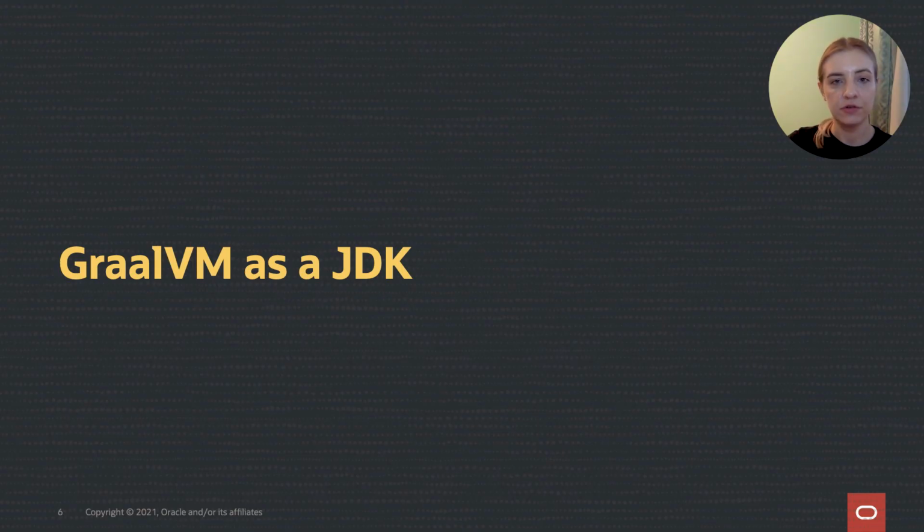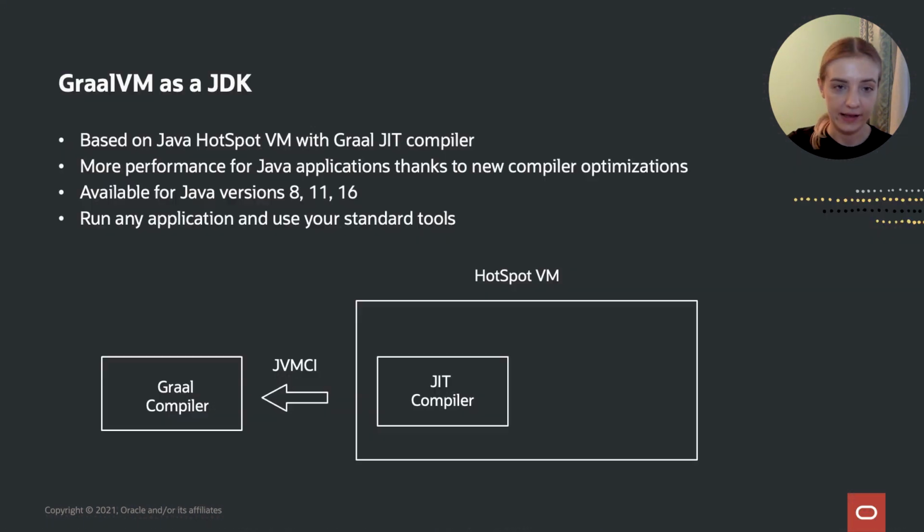Now let's talk about JIT first, where GraalVM acts as a JDK. In this mode, you would run your application as you normally would on the Java HotSpot VM. We will just replace the top-tier compiler. So instead of C2, you will be using the Graal compiler. And the way to do so is through JVMCI. This is the way it is implemented, right?